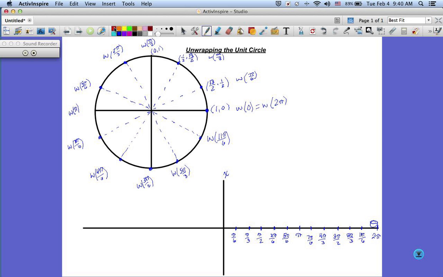Okay, and then we have the 45-degree wraps, or, well, if this is pi over 2, this will be a wrap of pi over 4. All right, then 2 pi over 4, 3 pi over 4, 4 pi over 4, 5 pi over 4, 6 pi over 4, and 7 pi over 4. And of course, 8 pi over 4 puts us right here again.